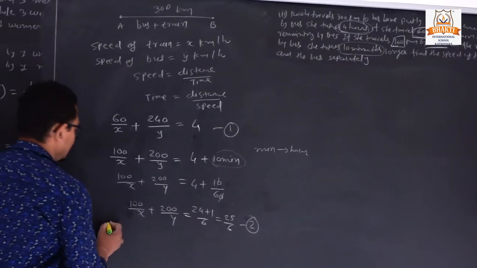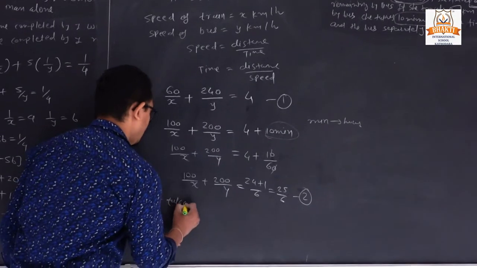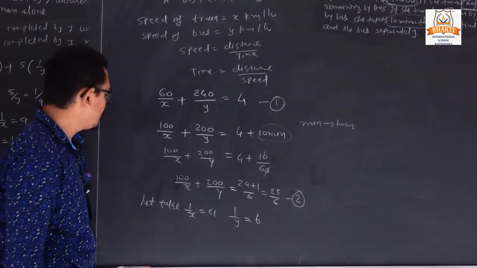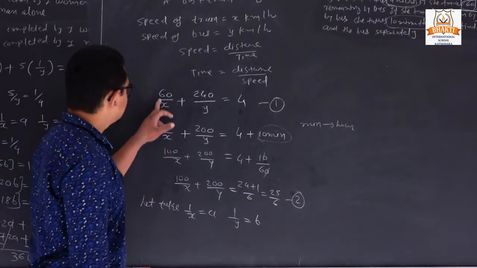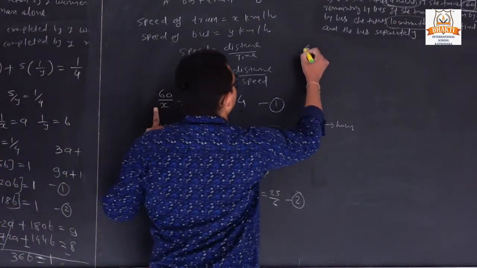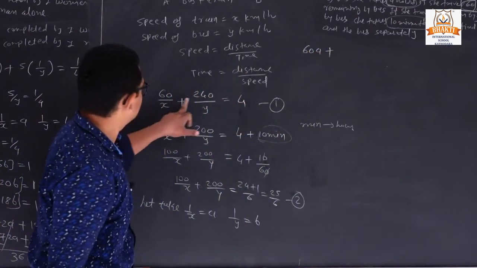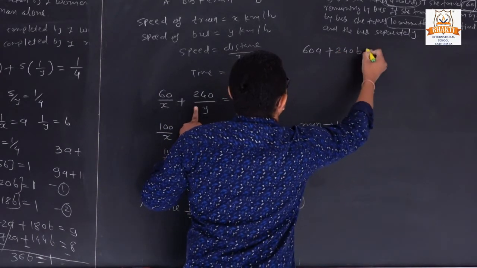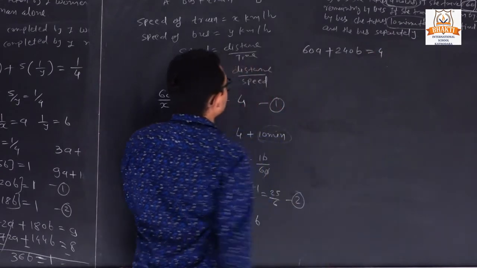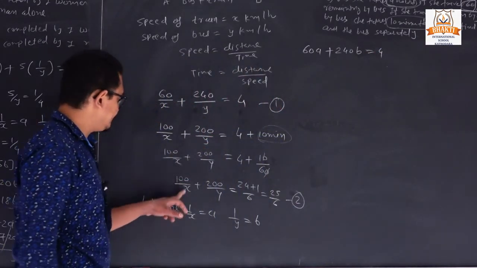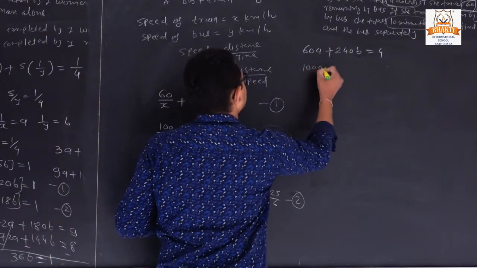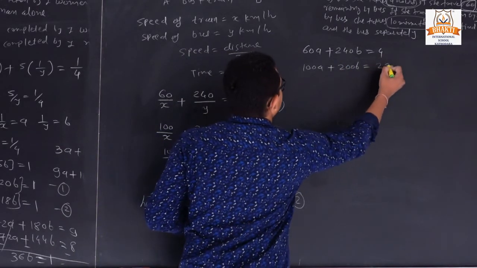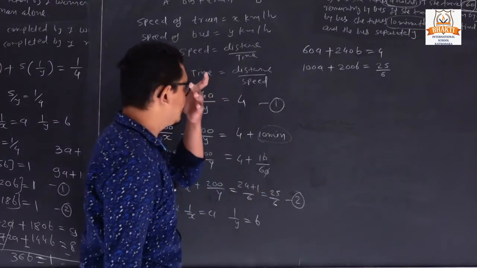Now let us take 1 upon x is equal to a and 1 upon y is equal to b. So the first equation is like that, 60a plus 240b is equal to 4. And the second equation, 100a plus 200b is equal to 25 by 6.